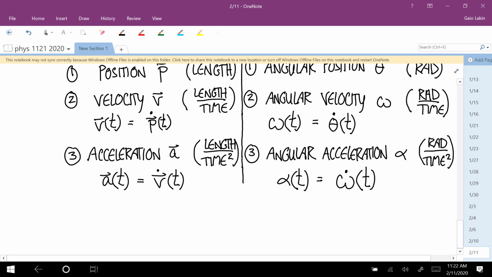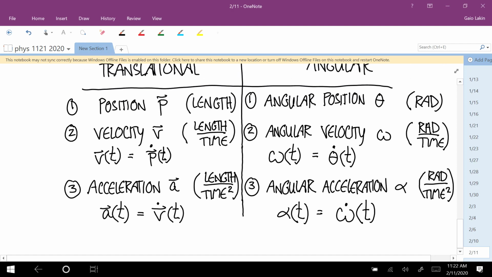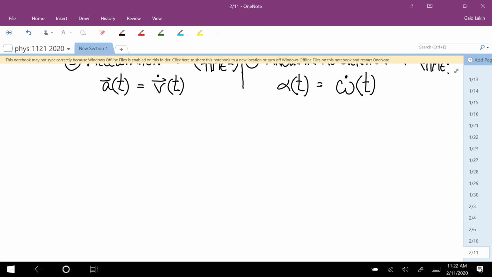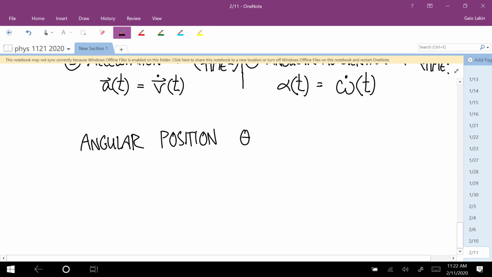Okay, so there's a lot of similarities there. And so now I just have to go through and define these. So the angular position first. Theta.